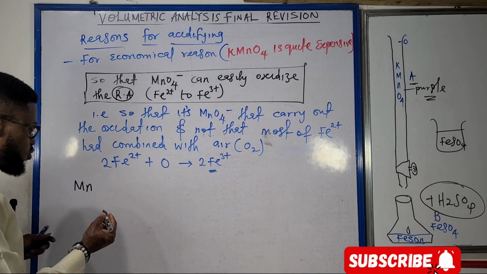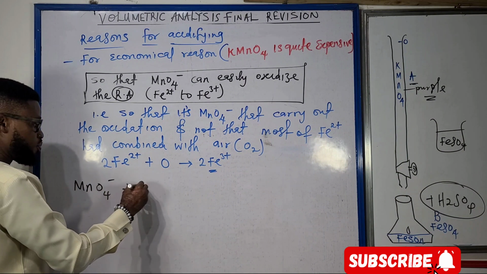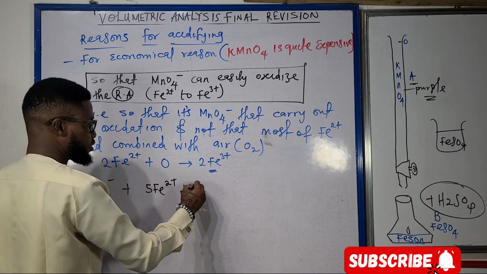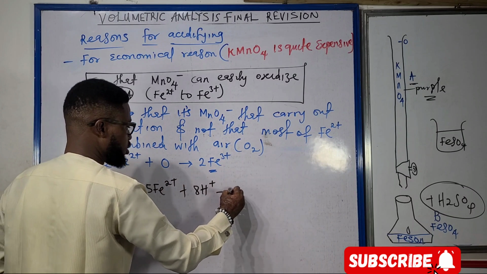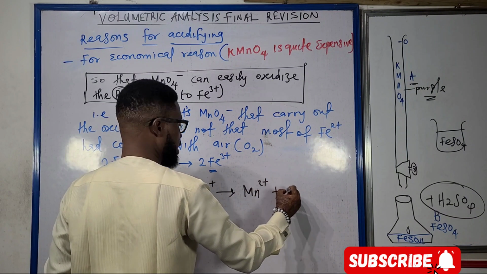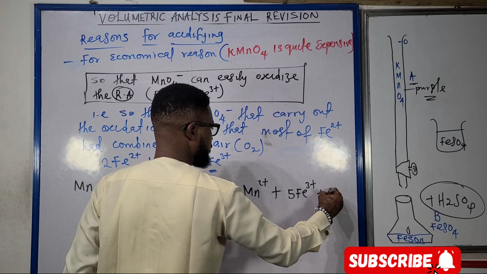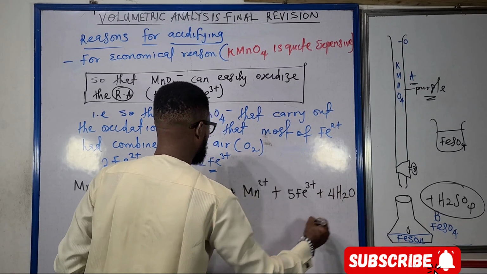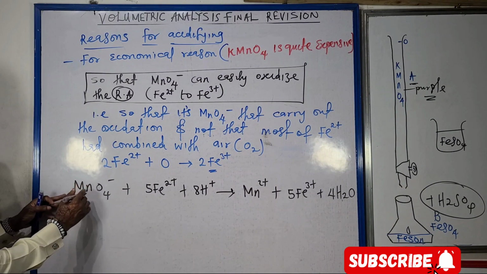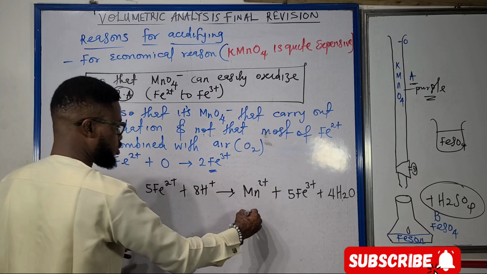You see, when we have the equation in itself, what we have is MnO4⁻ + 5Fe²⁺ + 8H⁺ to give us Mn²⁺ + 5Fe³⁺ + 4H2O. So when we look at this, normally if you calculate the oxidation state of manganese here, it is +7. So you're looking at from +7 to +2 here.